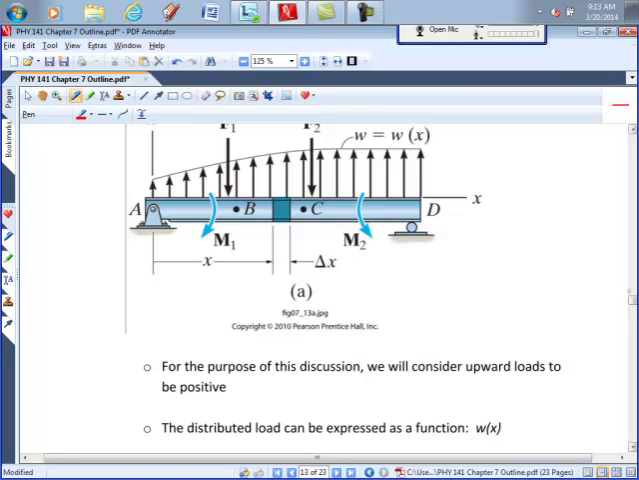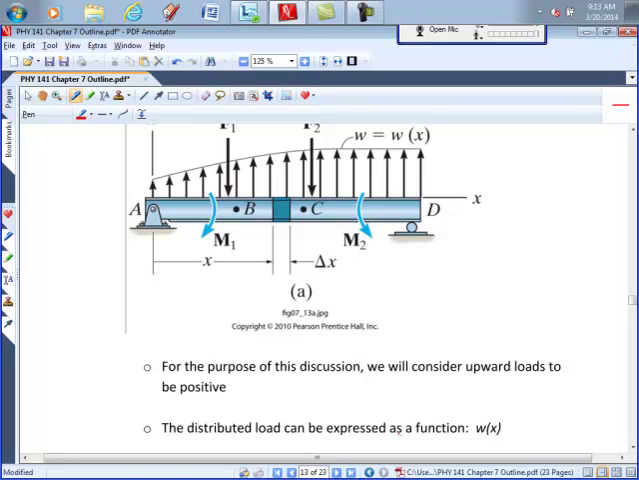For the purpose of this discussion, we will consider upward loads to be positive. So this distributed load here is positive. That's not normally how loads occur on beams. Normally the loading is downward, so we would call that a negative load.